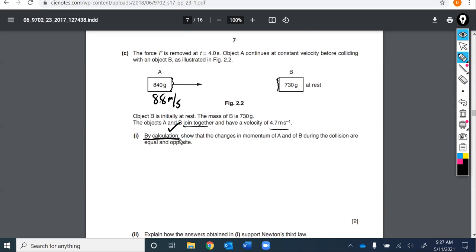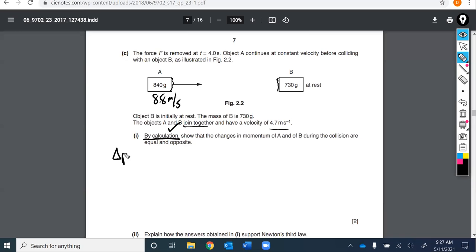Show that the changes in momentum of A and B during the collision are equal and opposite. So let's just be very formal about this. We know by calculation, we're going to do some calculations, changes in momentum. So this thing is going to have a change in momentum, and this thing is going to have a change in momentum, and they should be equal and opposite. Okay, let's start with object A.